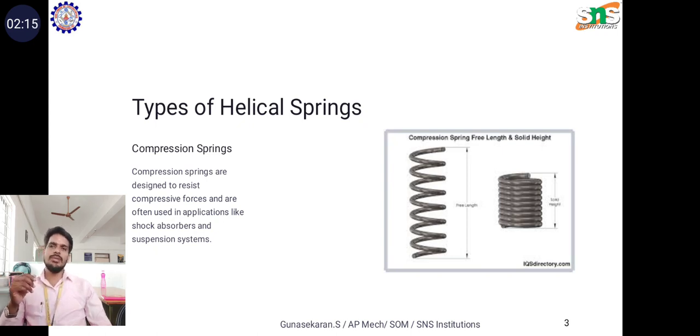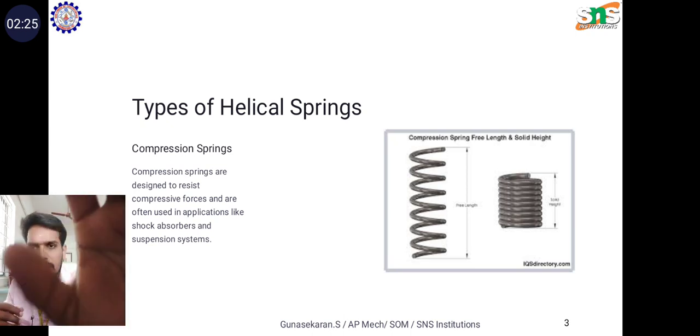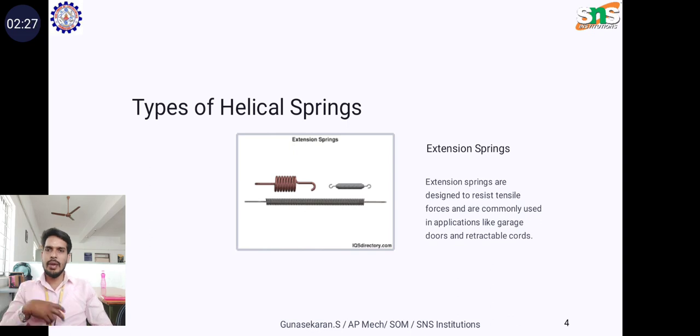Design consideration means mainly focusing on the wire diameter, coil diameter and pitch, which influence spring rate and load capacity. Now the second one is the extension spring. It is a helical spring designed to resist tensile force when pulled apart.